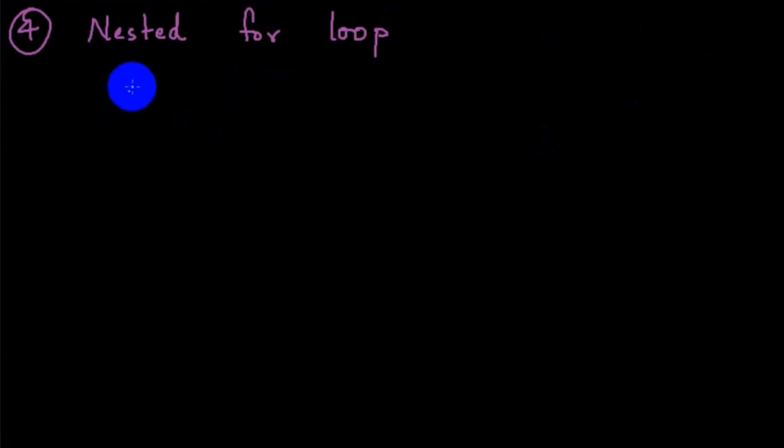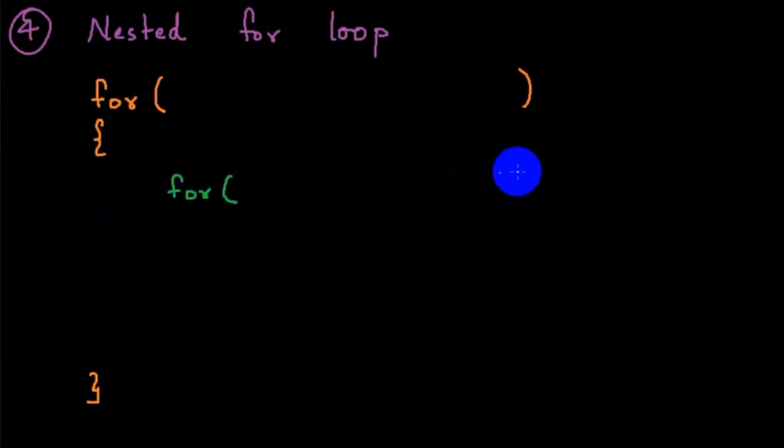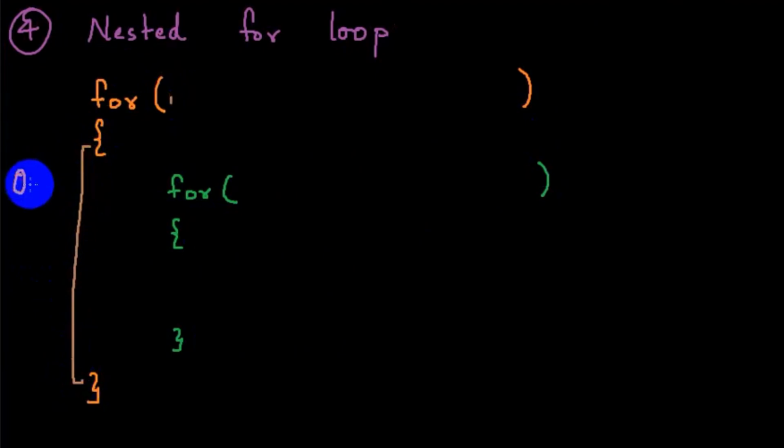First of all, I'll have one for loop: for, open parenthesis, close parenthesis, open curly braces, and close curly braces. Done. And I have another for, open parenthesis, close parenthesis, open curly braces, and close curly braces. Clear? Now, this is called the outer for loop. What do we call it? We call it the outer for loop. And this we call the inner for loop.